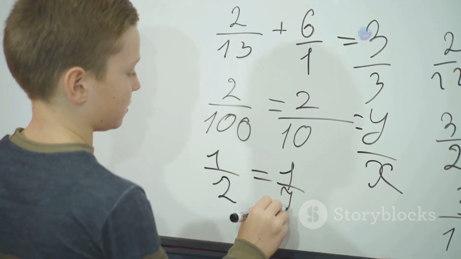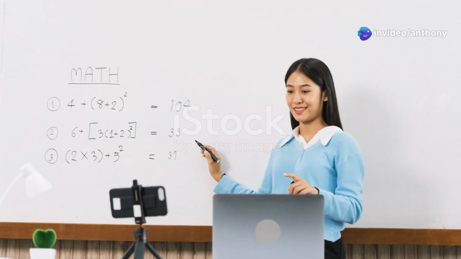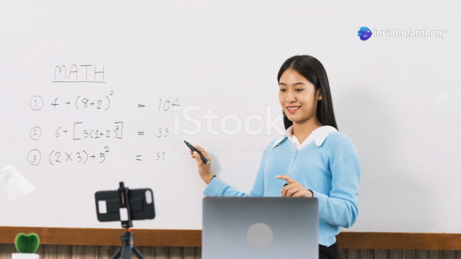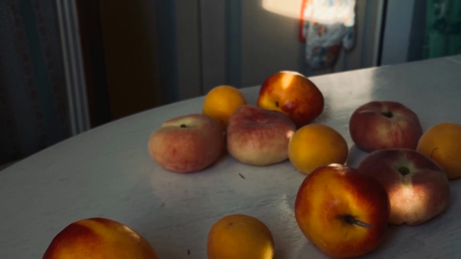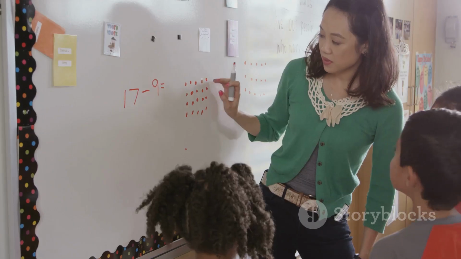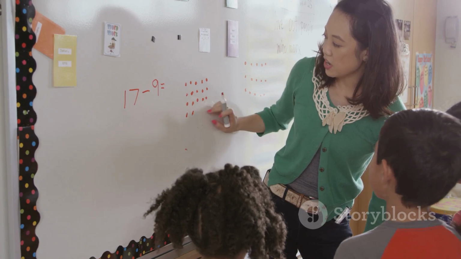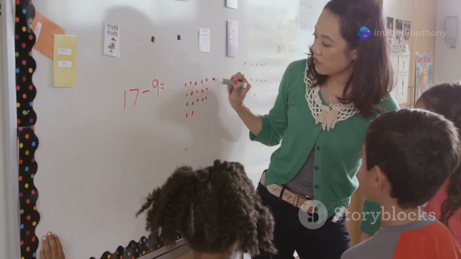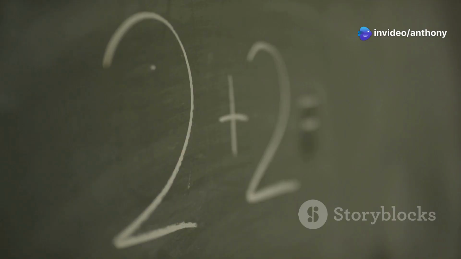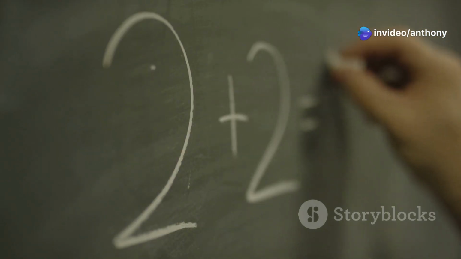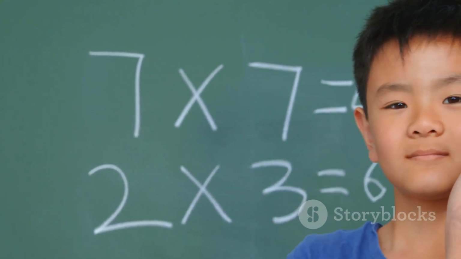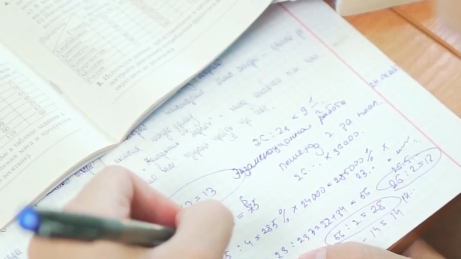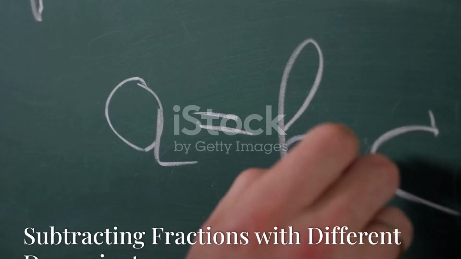Our first problem is 1/2 plus 1/3. Now remember, we can't just add the numerators directly because the denominators, the bottom numbers, are different. It's like trying to add apples and oranges. We need a common unit. So we find the least common denominator, which is 6. We convert 1/2 to 3/6 and 1/3 to 2/6. Now that we have a common denominator, we can add the numerators. 3 plus 2 equals 5. So 1/2 plus 1/3 equals 5/6.